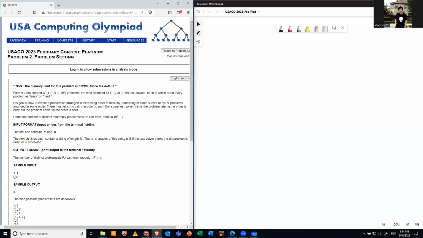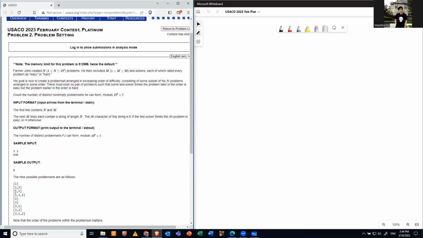So for example, in this case, you have one problem solver and 3 problems. It says easy, hard, hard. Then his goal is to create a problem set picking from those 3 problems. You can pick 1, you can pick 2, or you can pick 3. But any problem in the front has to be easier or the same as the problem behind it. So no problem solver can think the problem in the front is harder than the problem in the back.